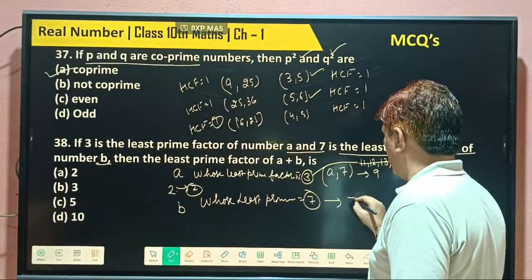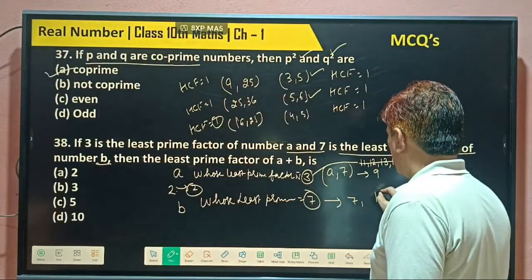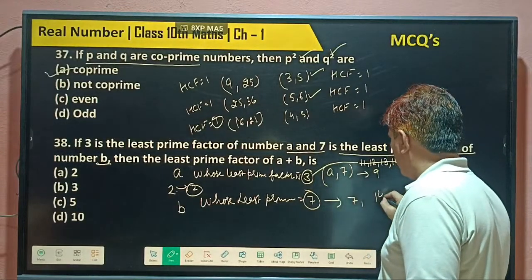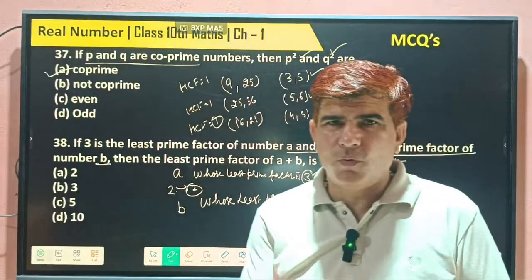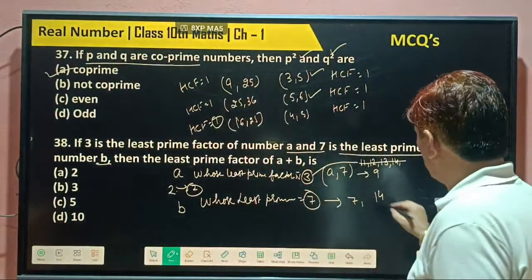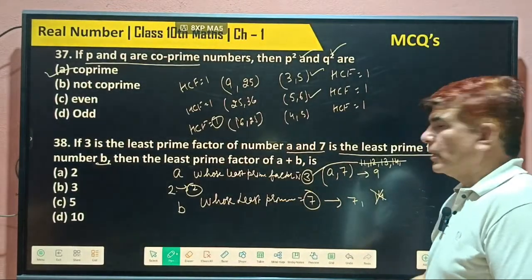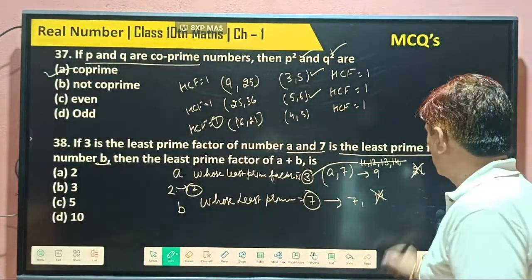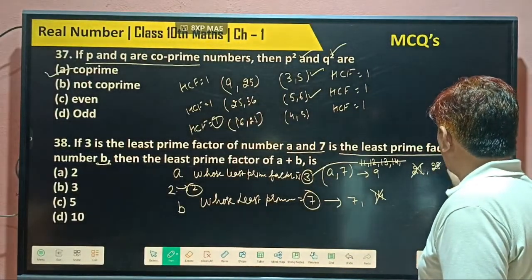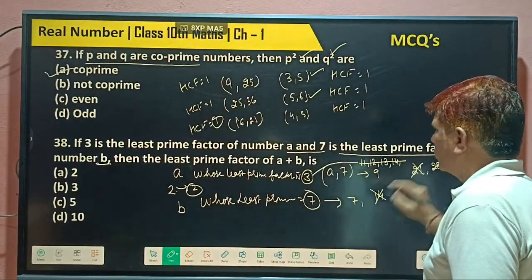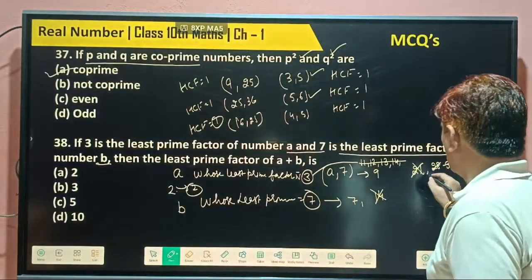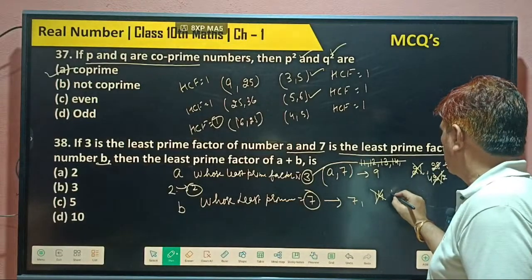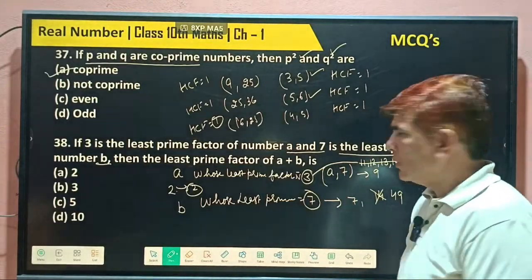Here first one is 7, next one is what? 14. Is it 14? No, 14 is not, because 2 is a factor of it. 21 not. 3 is the least prime factor of it. 28 not. 35 not. 5 is given. 42, 2 factor. This also not. 49 yes. So 49. So in this type of number you can find out.